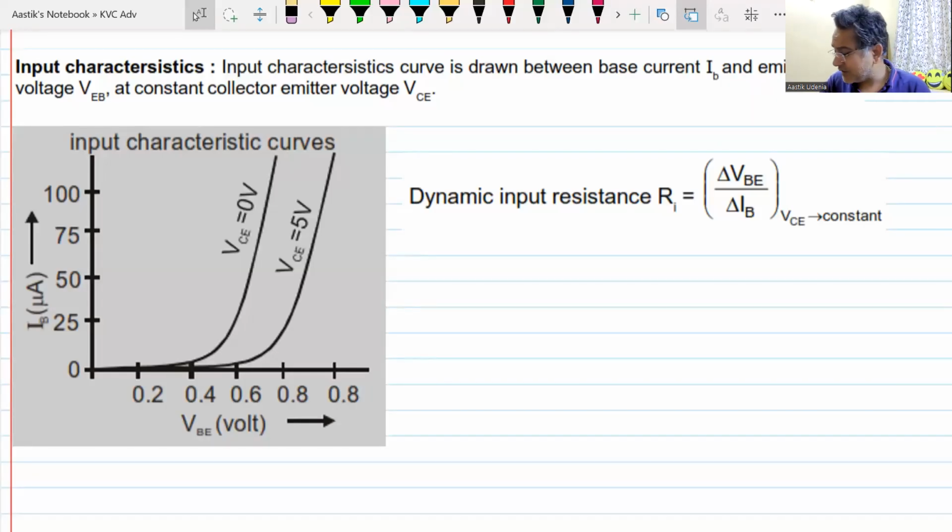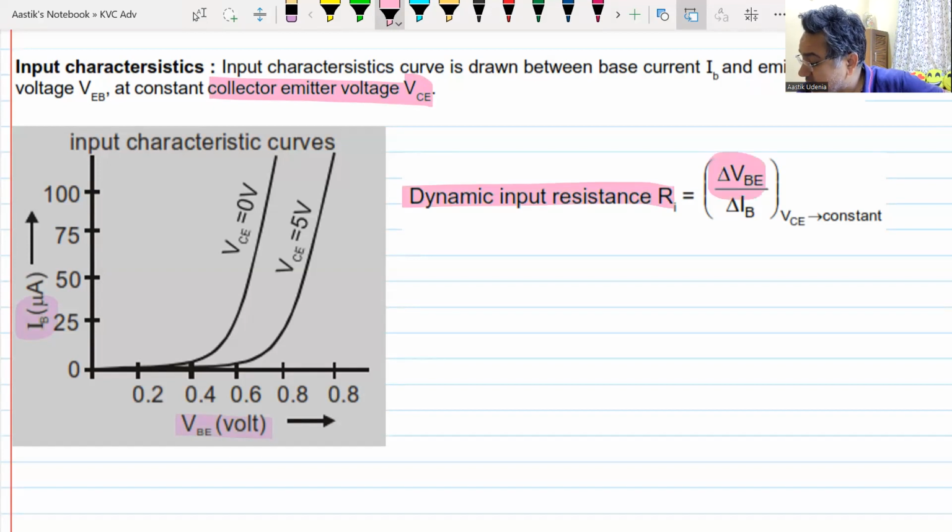Then we have the input characteristics. As we have seen, we will keep the output voltage VCE the same, and we will draw a graph between input current, which is IB, and input voltage. The dynamic input resistance is change in input voltage divided by change in input current at constant output voltage. Do we understand this? The graph looks like this. I'll give you a minute to note this down.